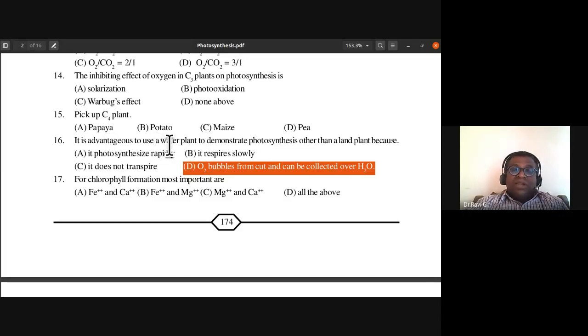So it is advantageous to use a water plant to demonstrate photosynthesis rather than a land plant because the oxygen bubbles formed can be collected over water. So that is the advantage of demonstrating photosynthesis in a water plant rather than in a land plant. Based on the rate of evolution of bubbles, the rate of photosynthesis can also be calculated.